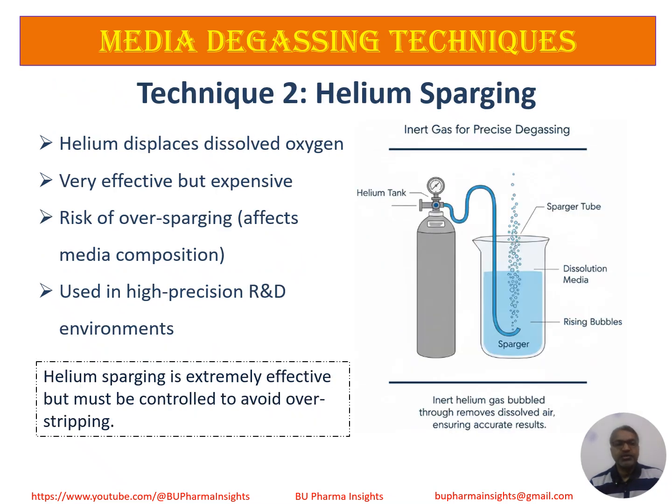Helium sparging works by selectively displacing dissolved oxygen from the dissolution media. Helium is highly effective at removing gases, but the process must be carefully controlled. Excessive sparging can overstrip the medium, potentially altering media composition. Key points to remember: it is a very effective degassing method, expensive compared to other techniques, requires precise flow rate control, and is commonly used in high precision R&D environments. When used correctly, helium sparging delivers excellent degassing performance, but it's not always practical for routine QC.